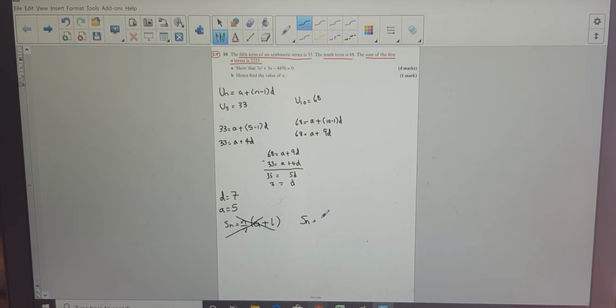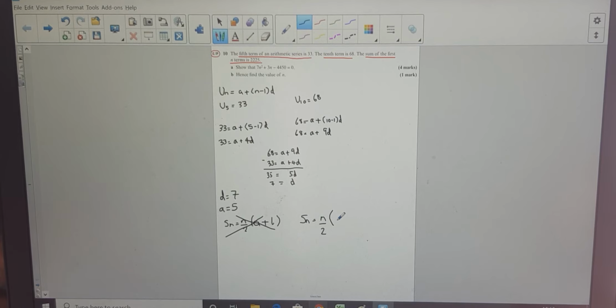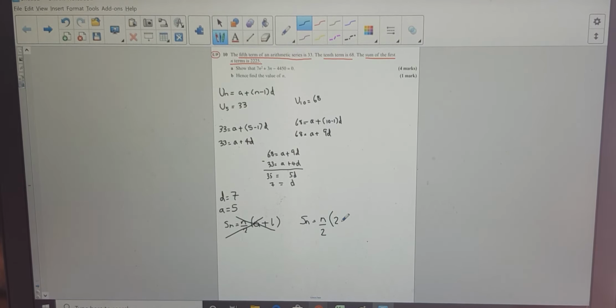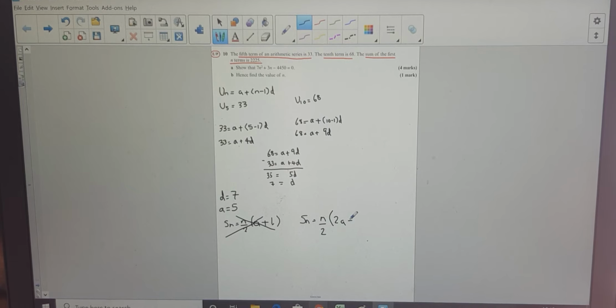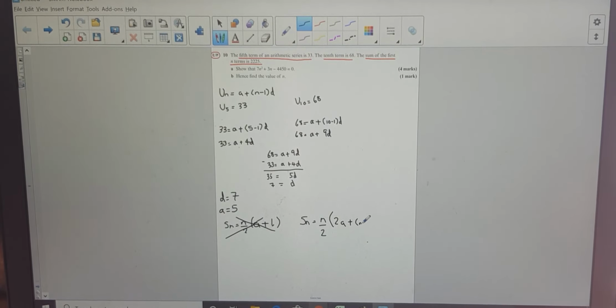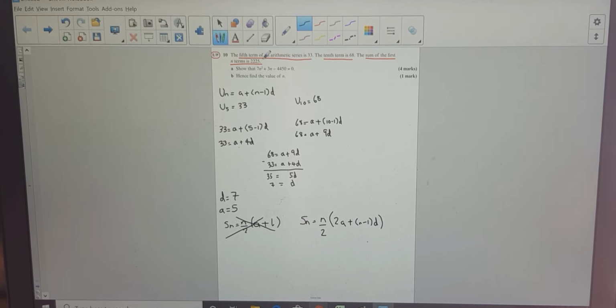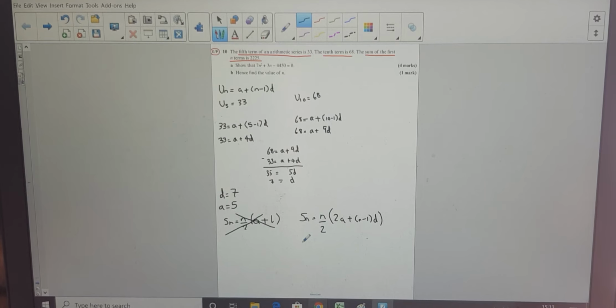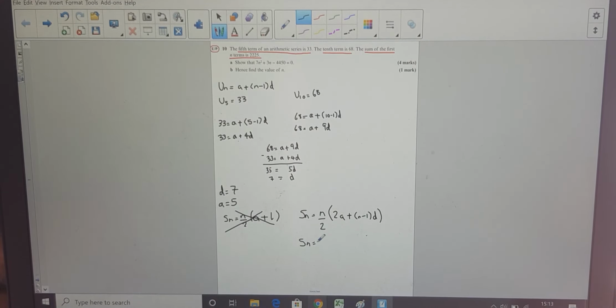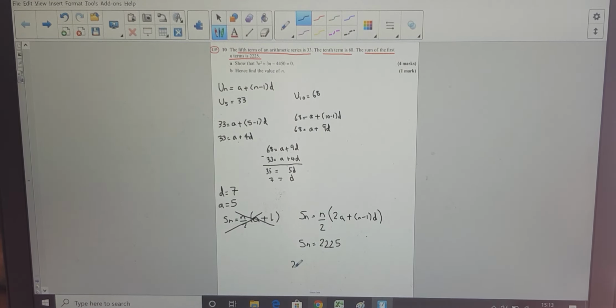This formula is n over 2 times 2a plus n minus 1 multiplied by d. Substitute in what we have. So the sum of the first n terms is 2,225. So the sum of n terms equals 2,225. So let's rewrite this equation, but equate it to 2,225.